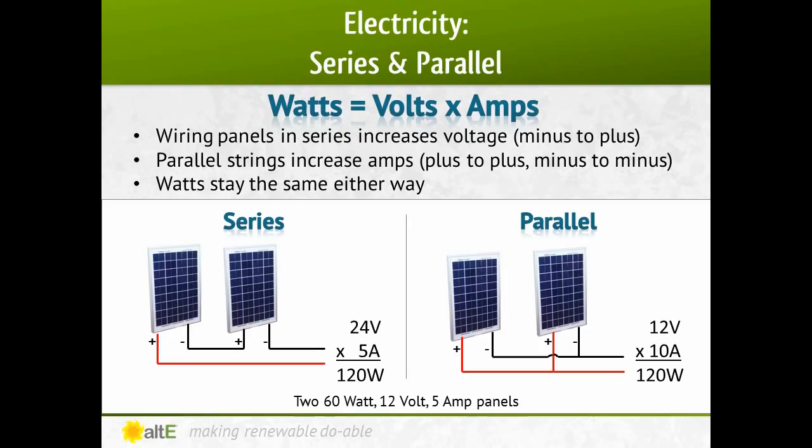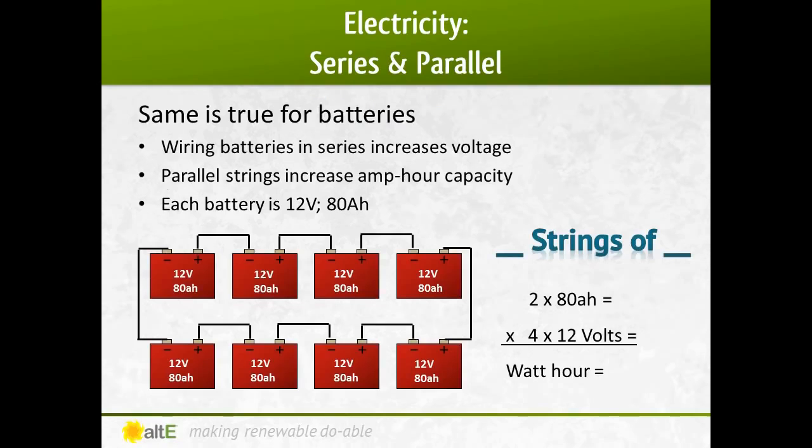It's important to note that regardless of which way it's wired, the power, or watts, remains the same. Since watts equals volts times amps, it doesn't matter if it's in series or parallel. Likewise, when batteries are wired in series, their voltage increases, and when wired in parallel, amp hours are increased.